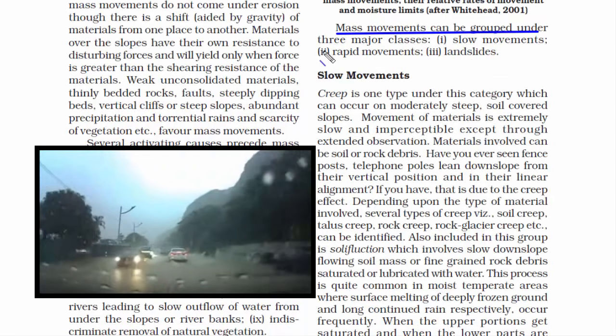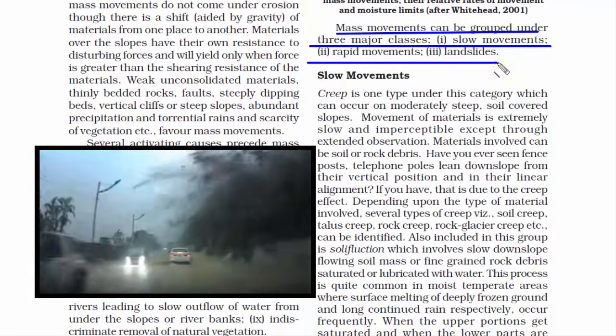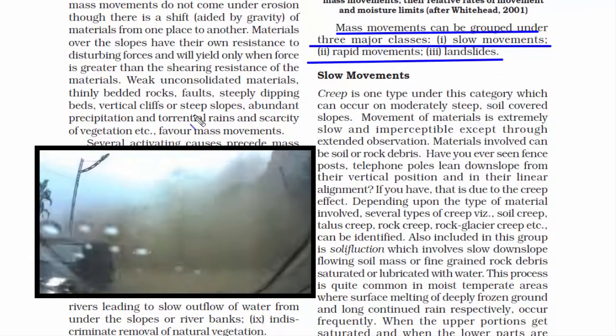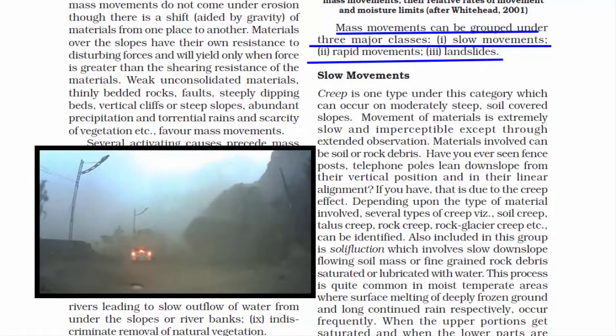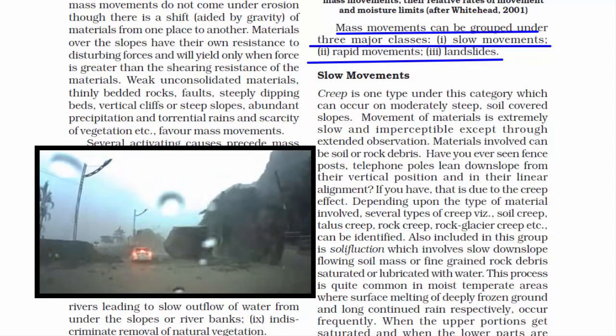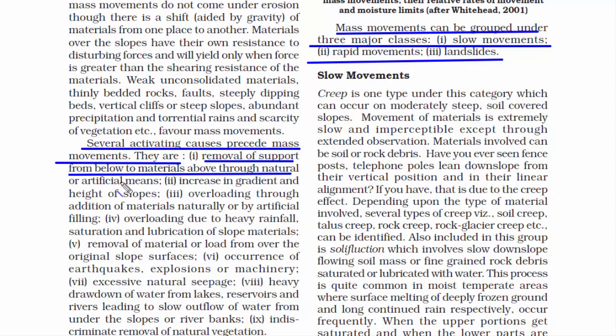If you look at this small clip, you can see a landslide wherein the earth materials like rock and soil debris are moving downwards due to the pull of gravity. There are several reasons behind such mass movement, and we'll read about them. So the first one is removal of support from below to materials above through natural or artificial means.